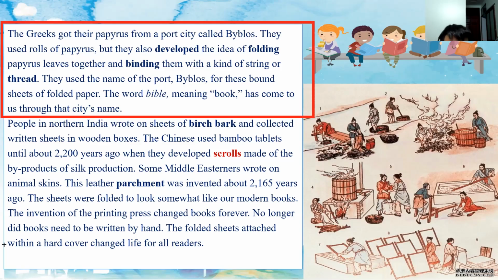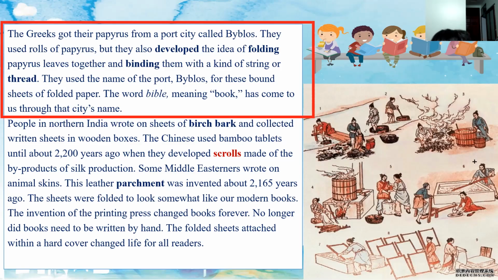They used the name of the port, Byblos, for their bound sheets of folded paper. The word Bible, meaning books, has come to us through that city's name. Okay, the word Bible means book, and has come through that city's name.